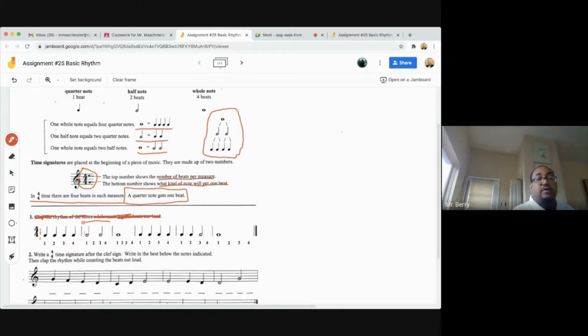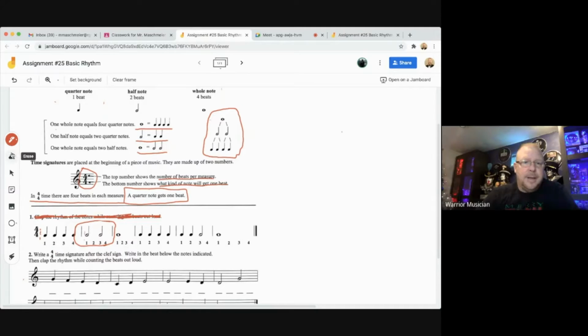Well, actually answer this one. So the first measure, I didn't say this, but the first measure, we actually had 4 quarter notes. The second measure is the one that Mr. Matchmeyer just circled. What type of notes are in the second measure? Turn on your mic and answer.